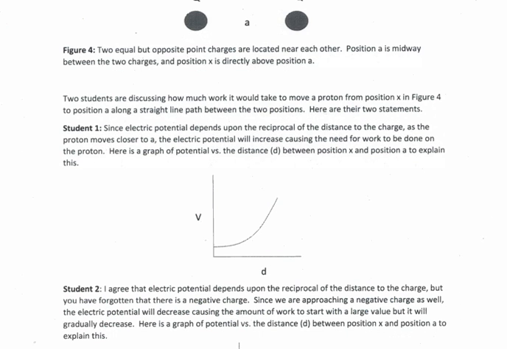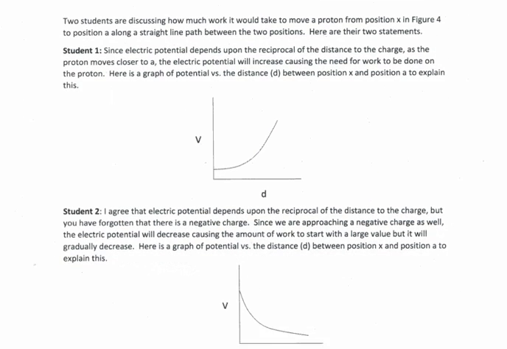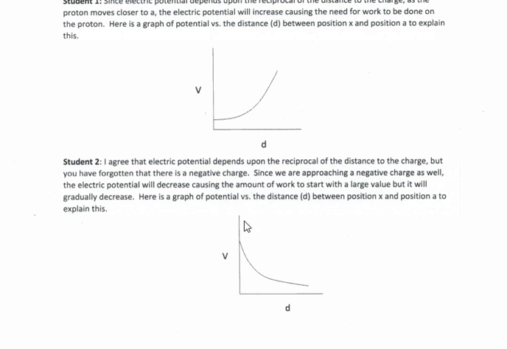I agree that electric potential depends on the reciprocal of the distance to the charge, but you've forgotten that there is a negative charge. Since we are approaching the negative charge as well, the electric potential would decrease, causing the amount of work to start with a larger value, but it'll gradually decrease. Here is my graph of what it looks like. Same kind of graph, except going the opposite direction.